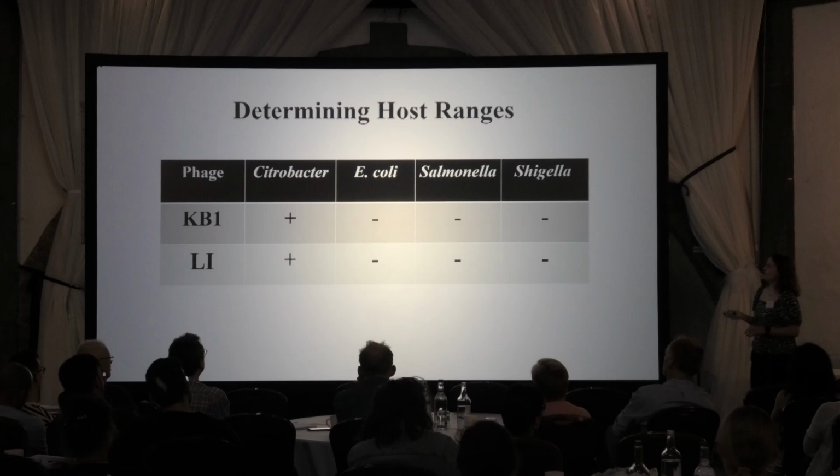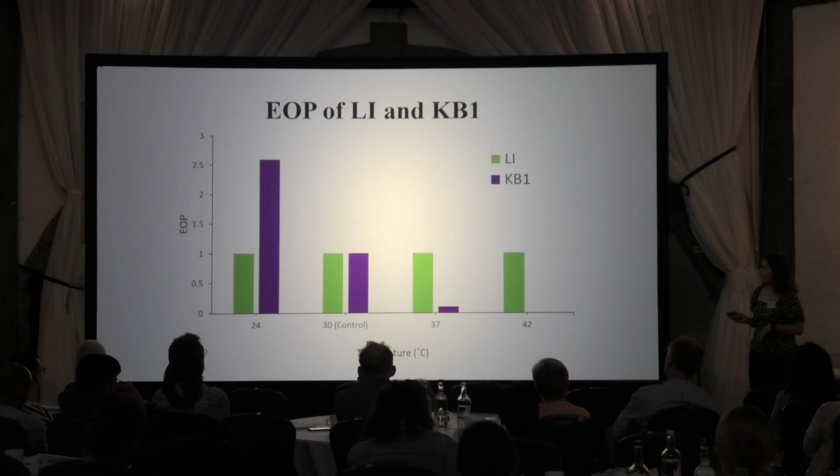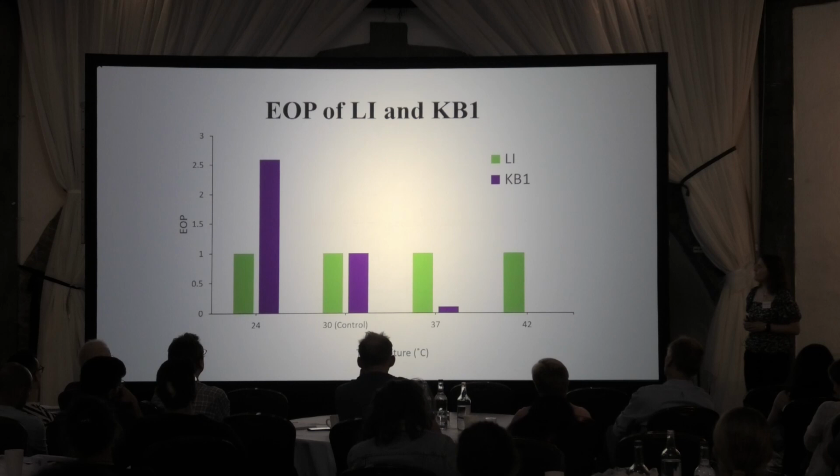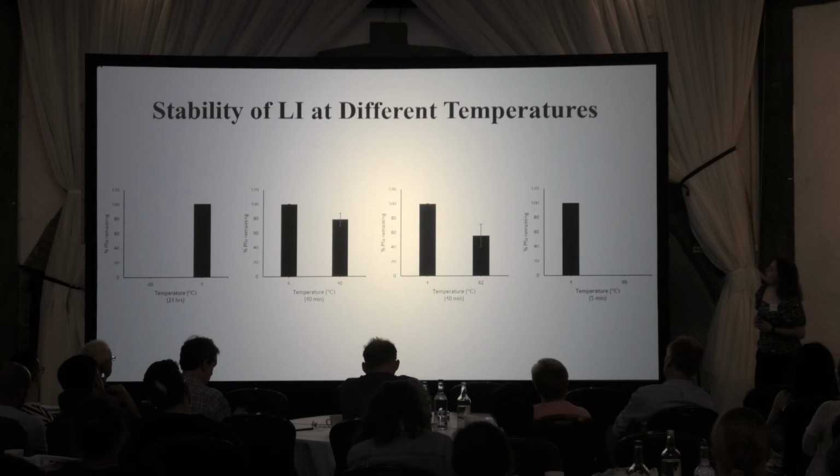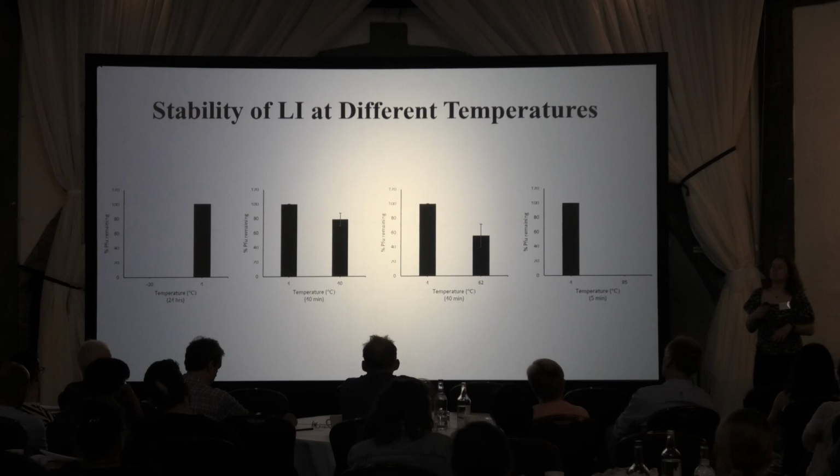That was interesting. Going forward with that, we did an efficiency of plating assay, and we found that KD1 starts to drop off as you get warmer, but LI stays pretty consistent as the temperature changes, which is a good thing. It can be kept at different temperatures, and you're not really going to have much of an issue there. Then Owen went on to do more temperature assays with LI. KD1 proved to be a bit finicky and gave us a lot of problems.